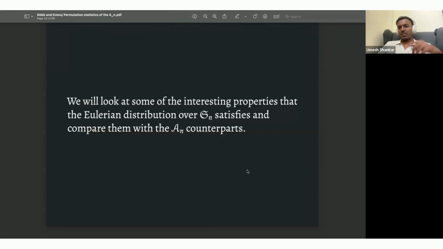Now we've seen four things: the descent polynomial, the sign descent polynomial, the exceedance polynomial, which is the same as the descent polynomial, and the sign exceedance polynomial. Now we are going to look at some parallels between results for the Eulerian distribution over S_n and the corresponding results for the distribution of descents and exceedances over A_n.